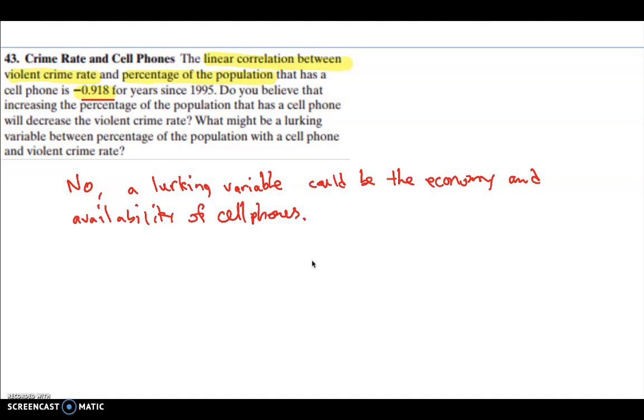I hope you can see that if you just give everyone a cell phone, that does not cause violent crime to decrease. You can have these other variables lurking in the background that would be much better at explaining the linear correlation that exists there. So again, correlation and causation are not the same thing.